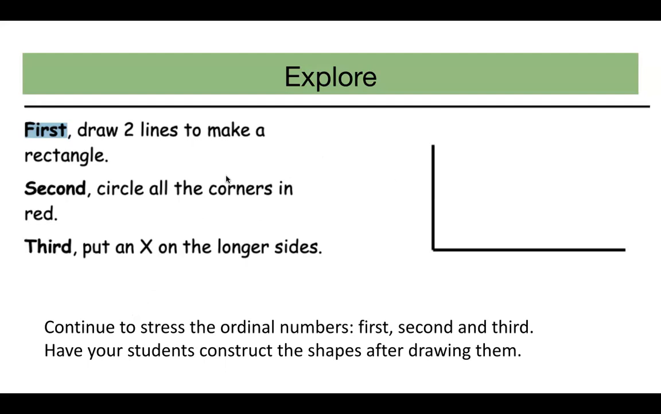You can do the same thing with a rectangle. First, draw two lines to make a rectangle. Second, circle all the corners in red. Third, put an X on the longer sides. And continue to stress the ordinal numbers, first, second, third. Have your students construct the shapes after drawing them.